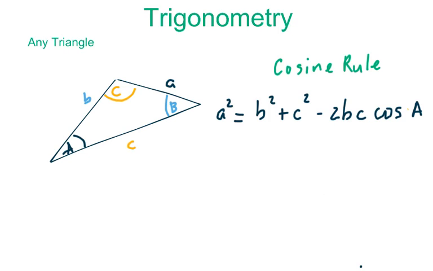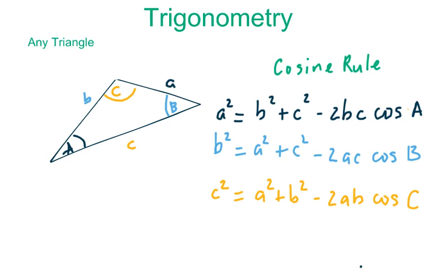We can rewrite this for all the other sides. Let's look at it for what B squared is equal to. So B squared is equal to A squared plus C squared minus 2 times A times C times the cos of the angle that's between sides A and C, which is angle B. And then we can look at it for the side C. So C squared is equal to A squared plus B squared minus 2 times A times B times the cos of the angle between sides A and B, which is angle C.